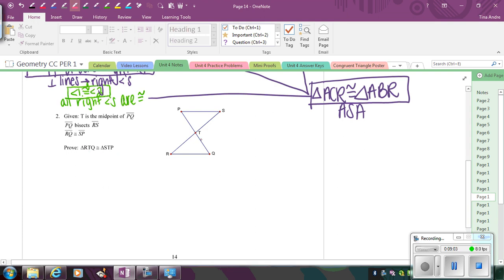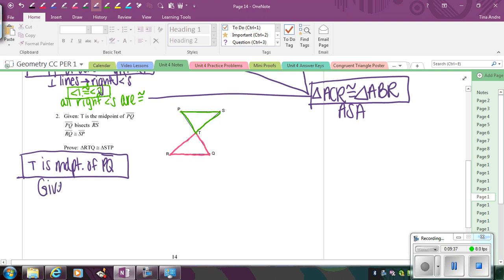So if I have RTQ, so there's one triangle I'm looking at. I want to prove that that's congruent to triangle STP, so this triangle here. I mean, there's only two triangles in the picture, so you can kind of see that those would be your two triangles. But it's good to highlight them as well so things are clear to look at. And then we start marking our givens, putting them in our proof. So let's go ahead and do that. So we have T is the midpoint of PQ. So that's given. We have PQ bisects RS.